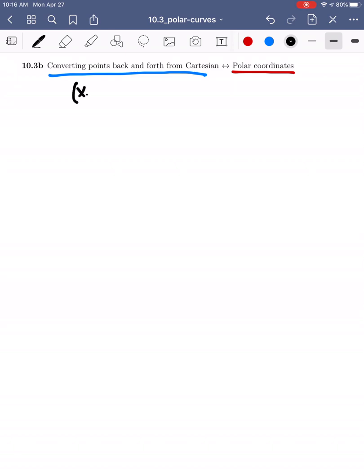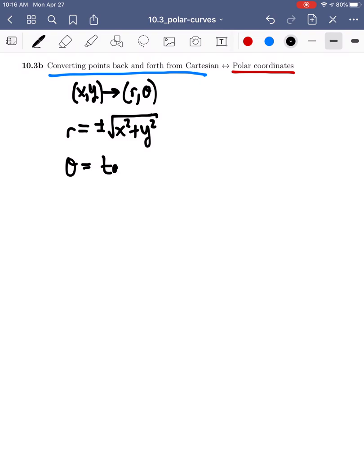So if we want to go from x, y into r and theta, what that meant was we had that r is equal to plus or minus the square root of x squared plus y squared. And we found that theta was equal to the arctangent of y over x. Again, that's because we're starting off with x and y, and we want to end up with r and theta.